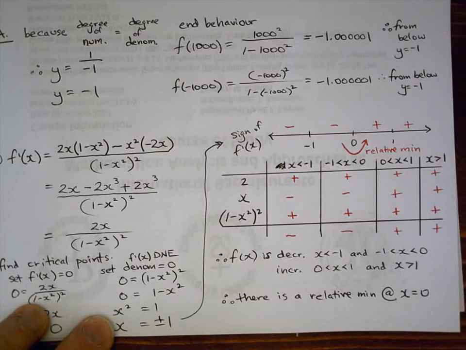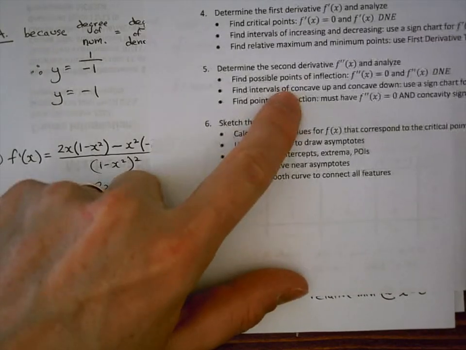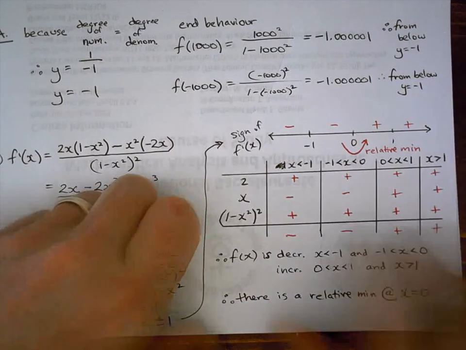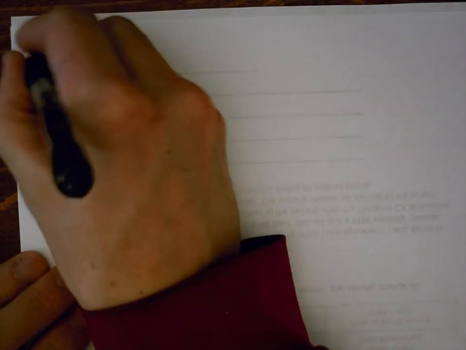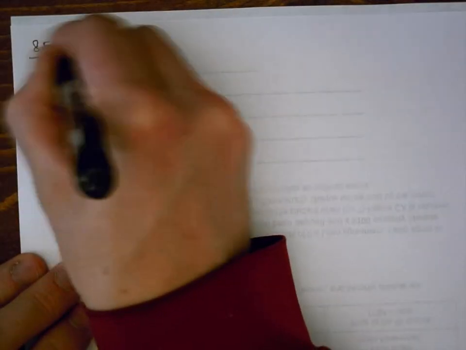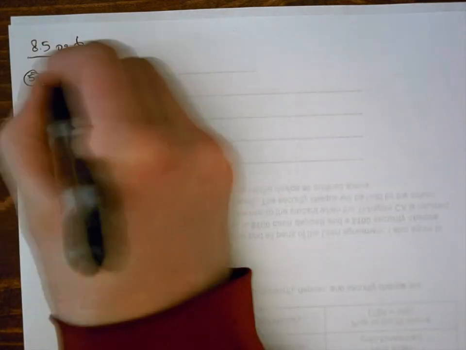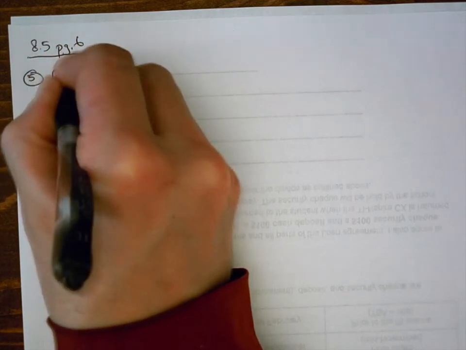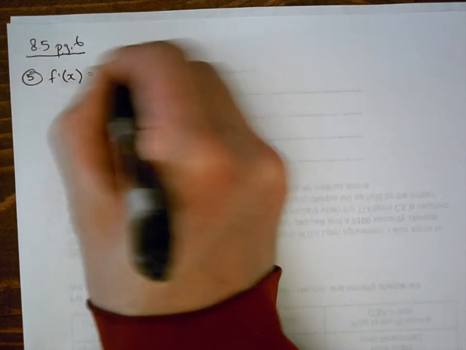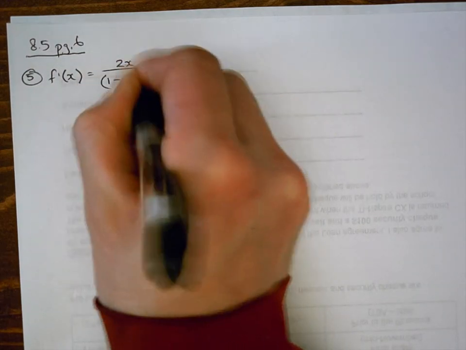Oh man, I'm just exhausted, but it's not over because I still have to find the second derivative to figure out the concavity. So let's continue with this question that never ends, lesson that never ends. We have 8.5, page 6. Okay, what are we doing now? Now I need to find that second derivative. So here we go. I'll just write out the first derivative again, just for memory. 2x over (1 minus x squared) all squared. Okay, let's find the second derivative.